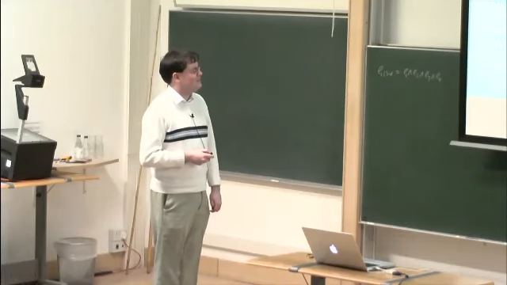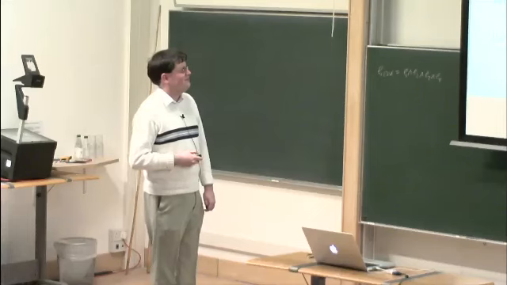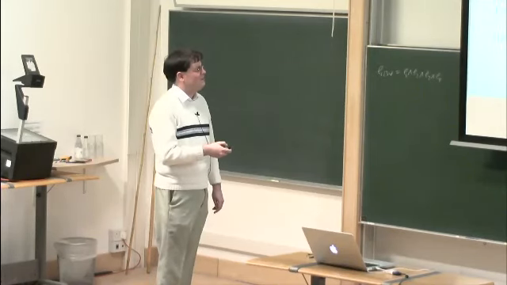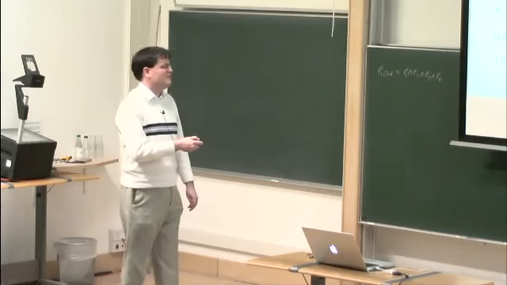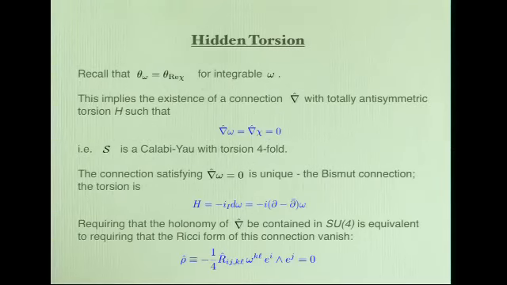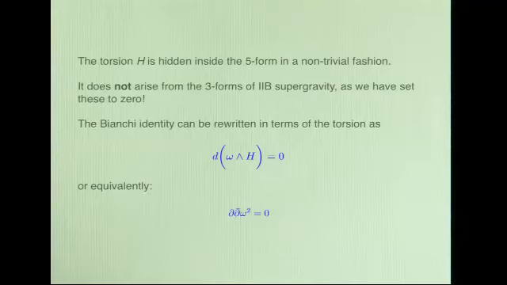And this H is not equal to Y. It's closely related to it, because this is what H is, and this is what Y is. They're both constructed in one way or another out of this Hermitian form, but they're certainly not equal to each other. That's what they are. The Bianchi identity can be written in terms of the torsion. One can rewrite it as requiring that omega wedge H be closed, or d-bar omega squared is equal to 0.